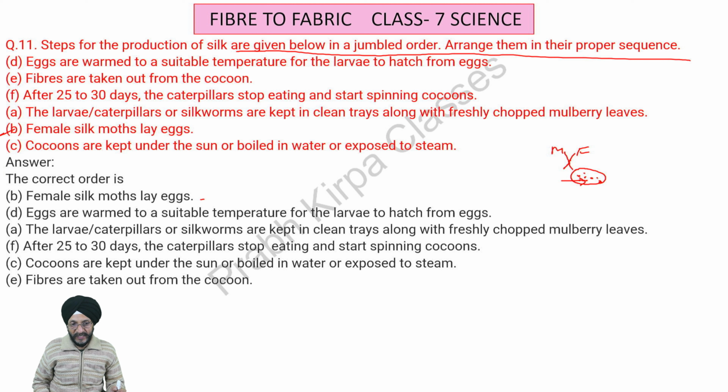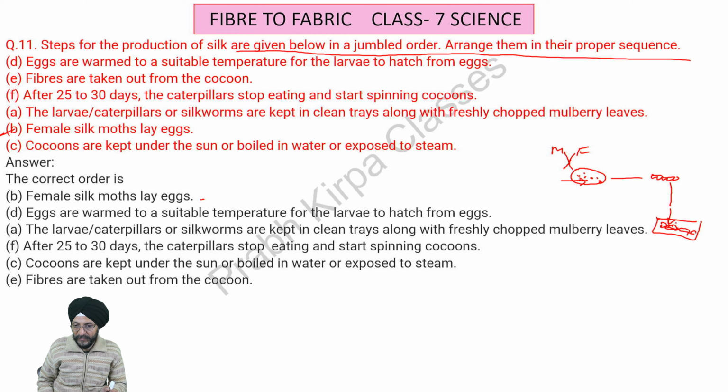Then these eggs are warmed at a suitable temperature and proper humidity, and they turn into larvae. These eggs result into larvae. These are the larvae which come out of these eggs. Then these larvae are kept in a proper tray, and that tray has mulberry leaves. These are the mulberry leaves, and these larvae are kept here.